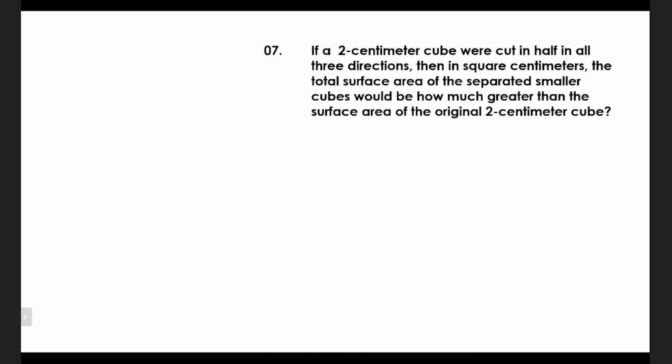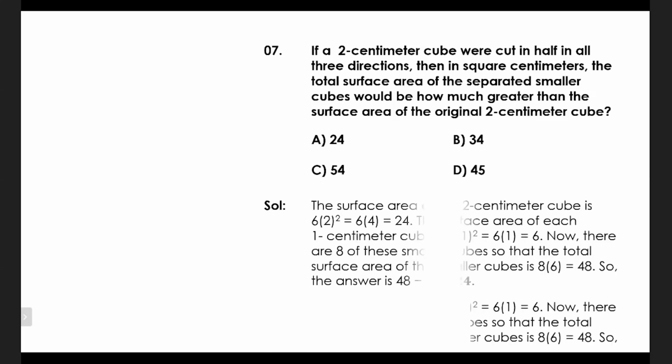Okay. So now look at this. If a 2 centimeter cube were cut in half in all three directions, then in square centimeters, the total surface area of the separated smaller cubes would be how much greater than the surface area of the original 2 centimeter cube?